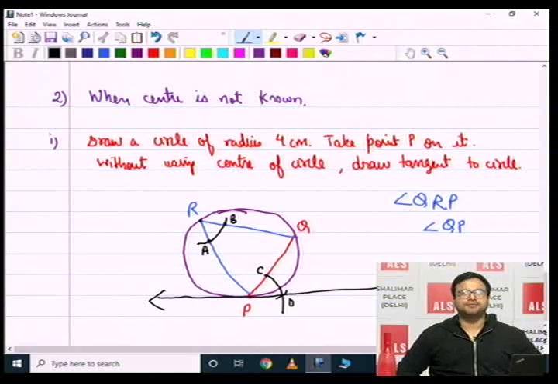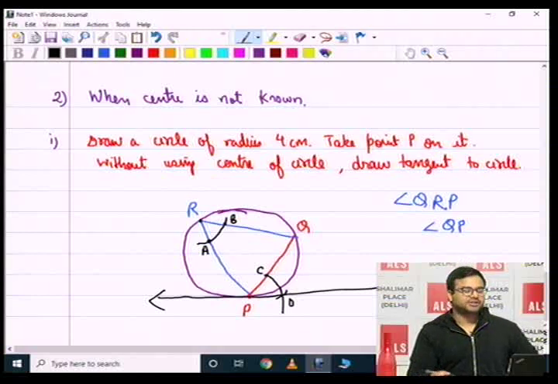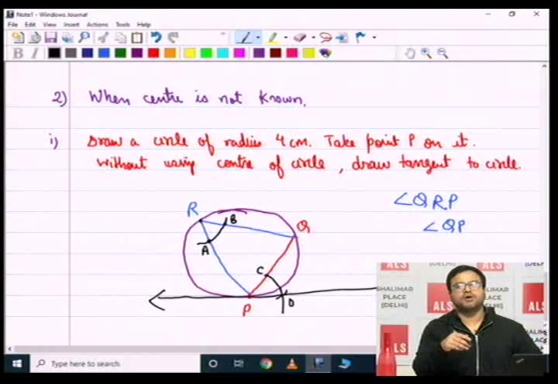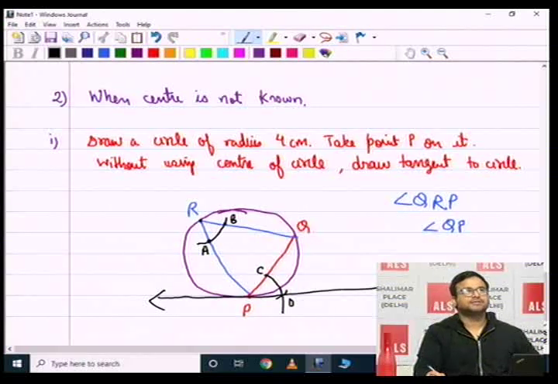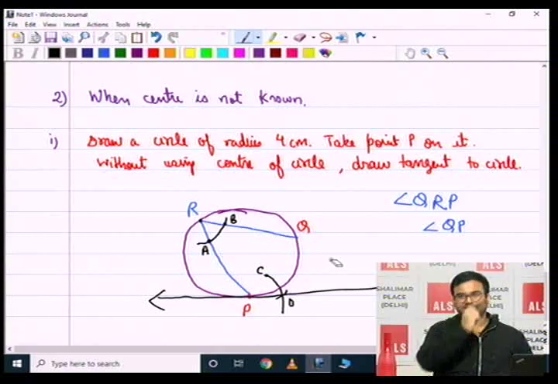You can write the steps of construction also, because you have done this in the 9th class. If they ask in the question, write the steps of construction: draw a circle, draw a chord, draw an angle PRQ, whatever we are doing. All of you know how to write the steps of construction in any question.